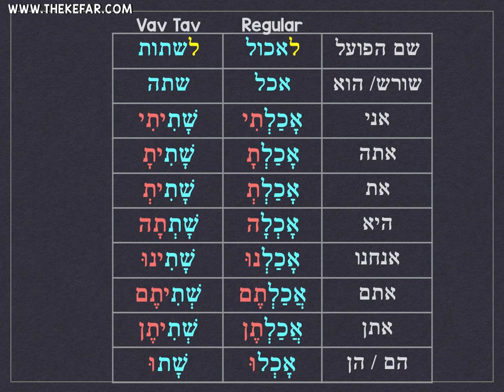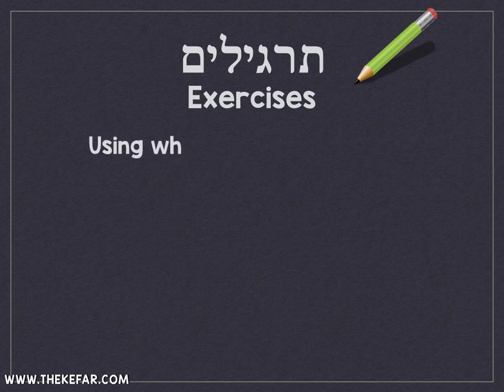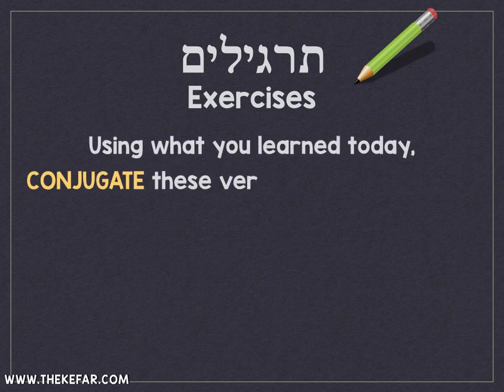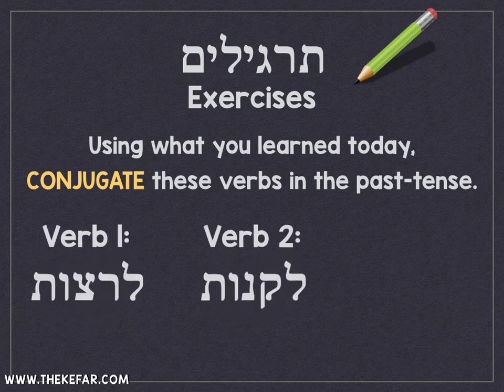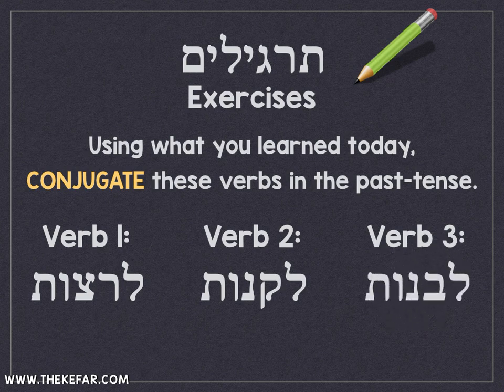All right, so I know this one is a little trickier than the others, but of course I'm going to give you some exercises so you can practice. So use what you learned today to conjugate these verbs in the past tense. Your first verb is lirtzot, and it means to want. Then you have liknot, which is to buy, and livnot, which is to build.